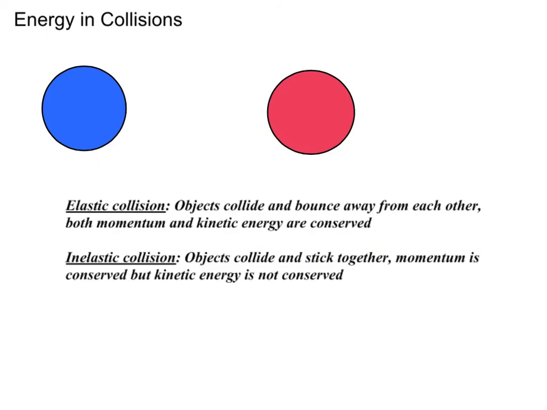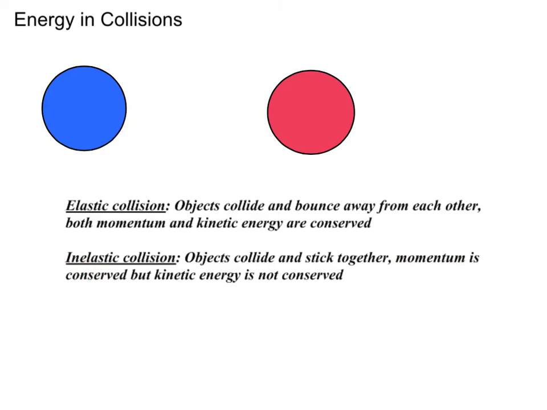Okay, so we've previously talked about collisions. We talked about elastic collisions and inelastic collisions. In elastic collisions, objects collide and bounce away from each other. In inelastic collisions, they collide and stick together. In all types of collisions, momentum is conserved. Okay, but energy is not always conserved.